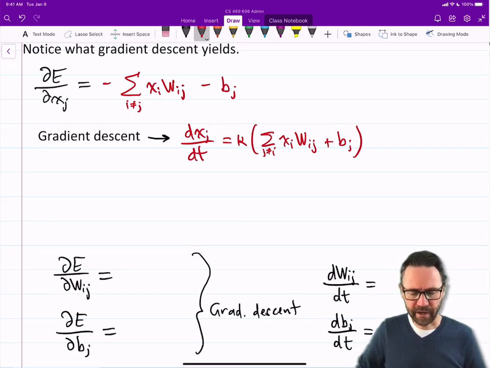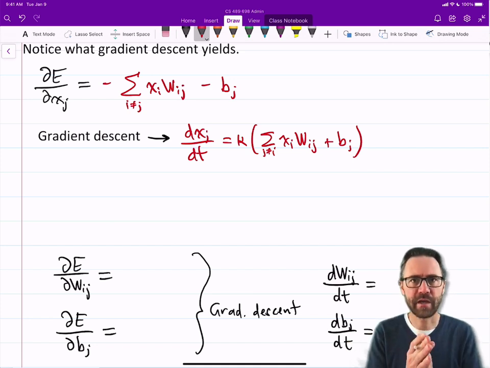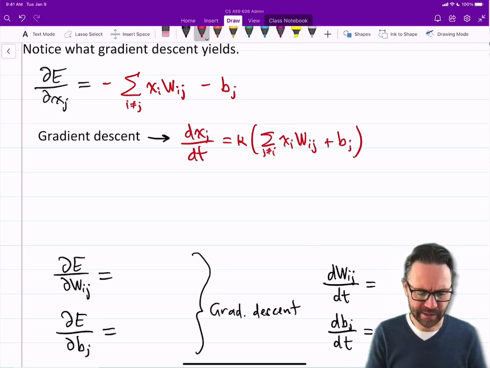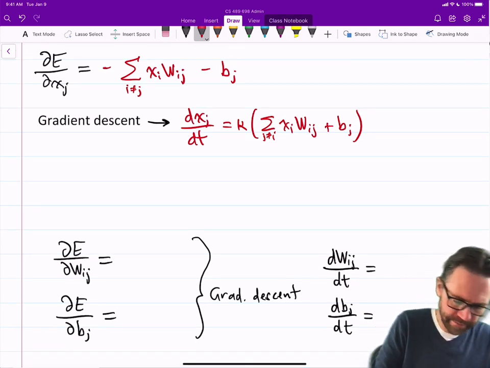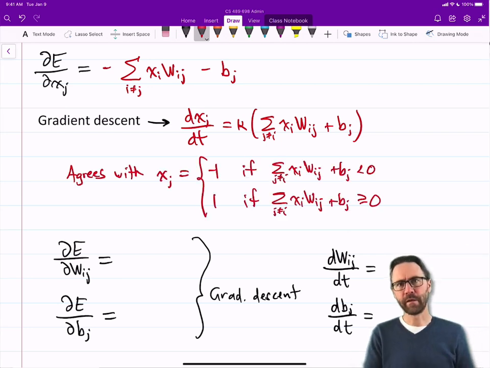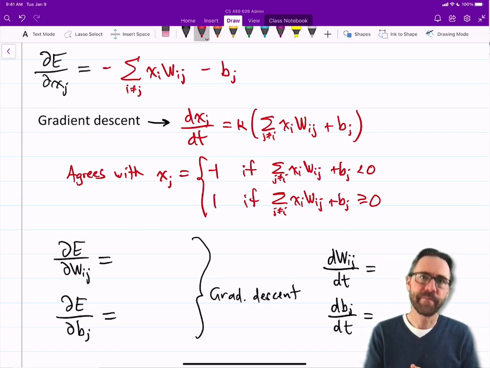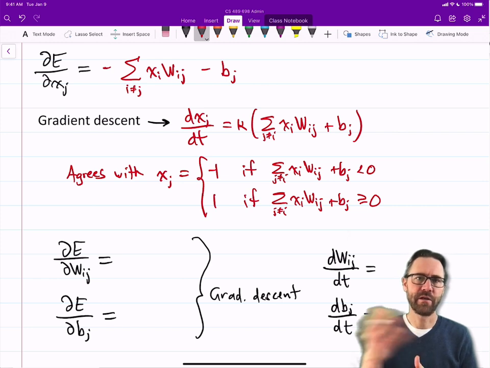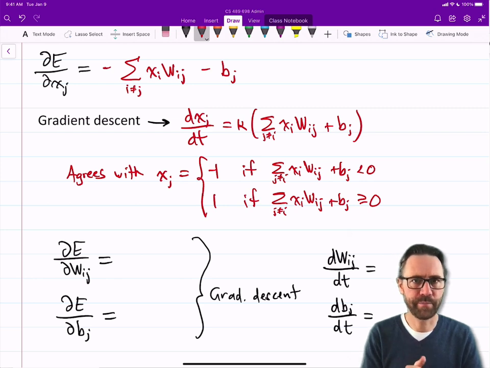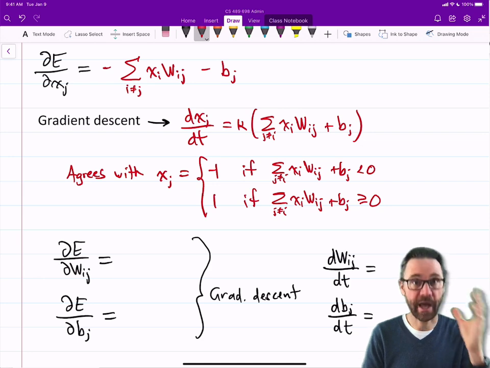When I say this might look familiar, it's because it comes from the update equations I wrote up above, which I'll rewrite here for the states of x. Basically, if the input current is negative, then we set the node to -1. If the input current is positive, we set the node value to +1. So it's like a threshold network, threshold activation function, if you like.